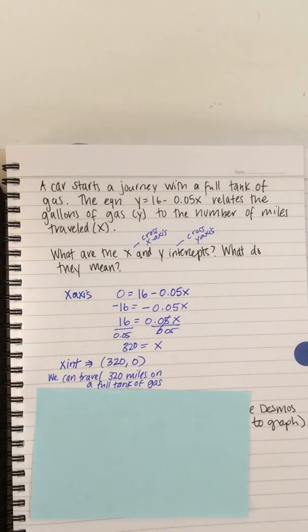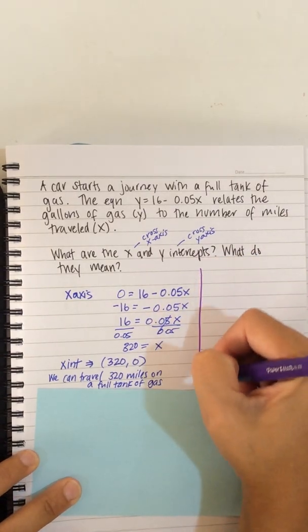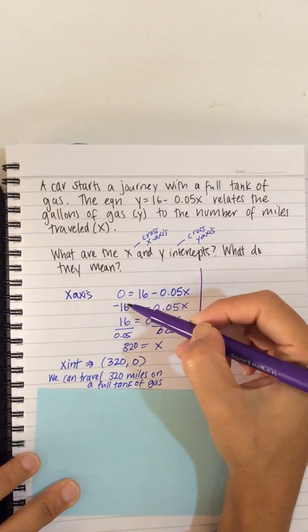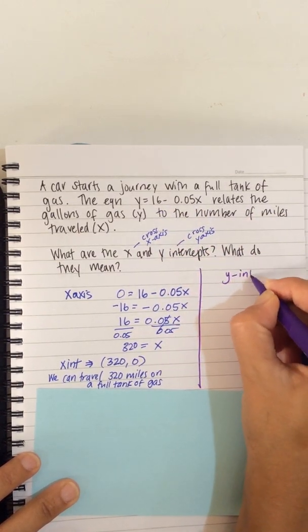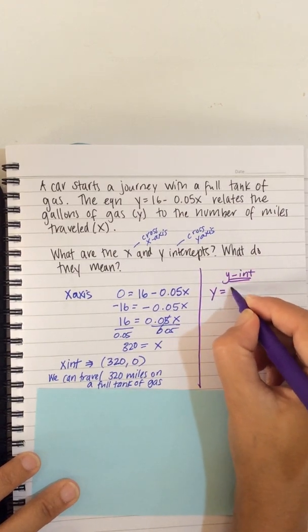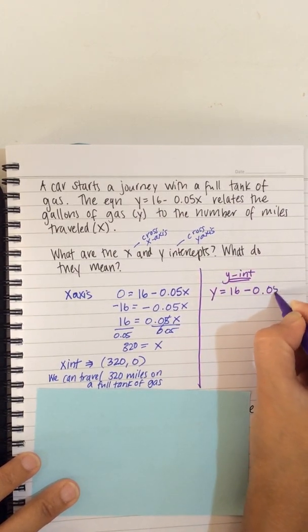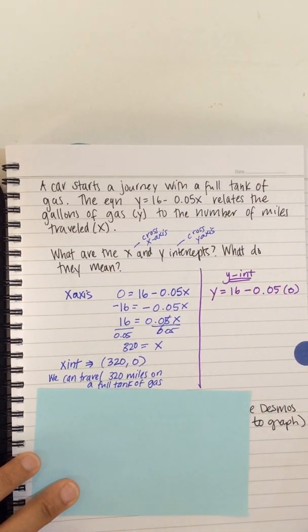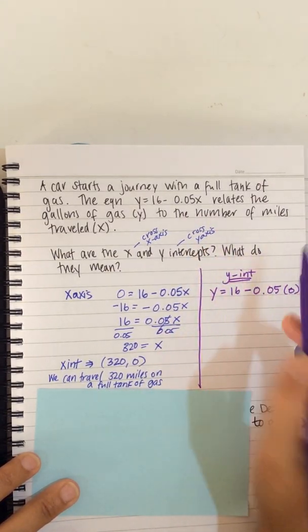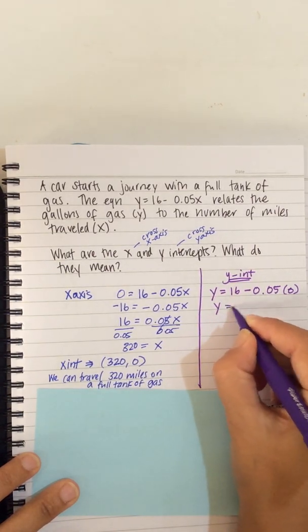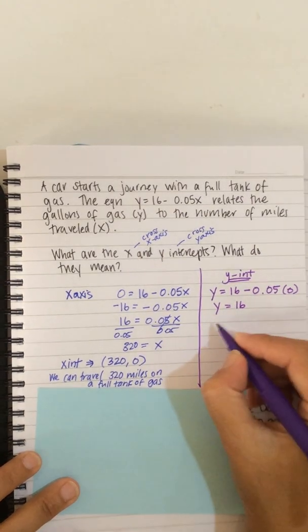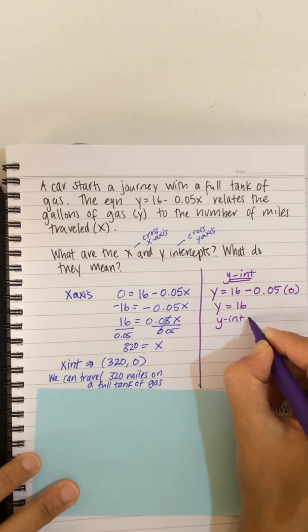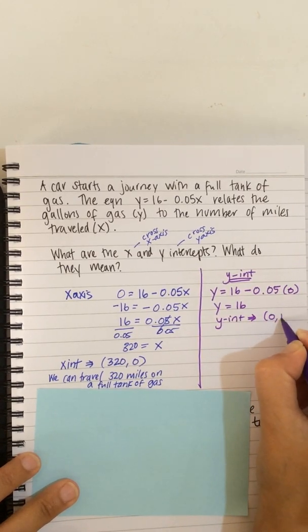Okay, so now let's find the y-intercept. When does it cross the y-axis? So in order to cross the y-axis, x has to be 0. So instead of substituting in a 0 for y, we're substituting a 0 in for x. So in order to find the y-intercept, we are going to say y equals 16 minus 0.05. And now what happens if x is 0, right? The number of miles traveled is 0. So now we solve for that. y equals 16. That whole thing goes away. Okay, so our y-intercept is the point 0, 16.